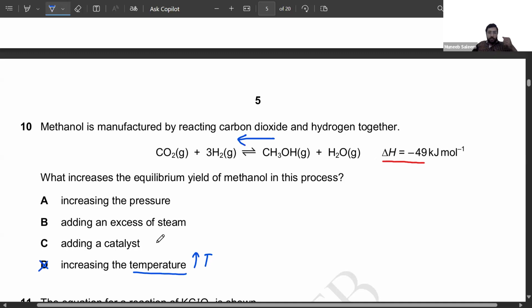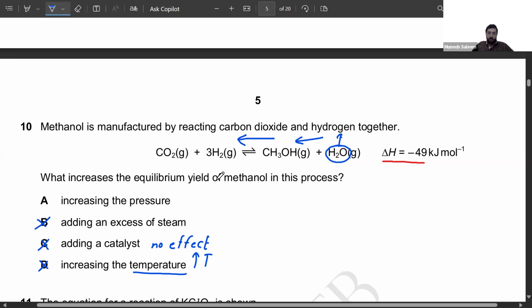C says adding catalyst. It has no effect on the equilibrium shift. No effect on the equilibrium shift, so not an answer. Then B says adding an excess of the steam. Steam is on the product side. So if we increase the amount of the steam, it should oppose this increase according to Le Chatelier's principle, and it should move to the left side. That will not increase the methanol.